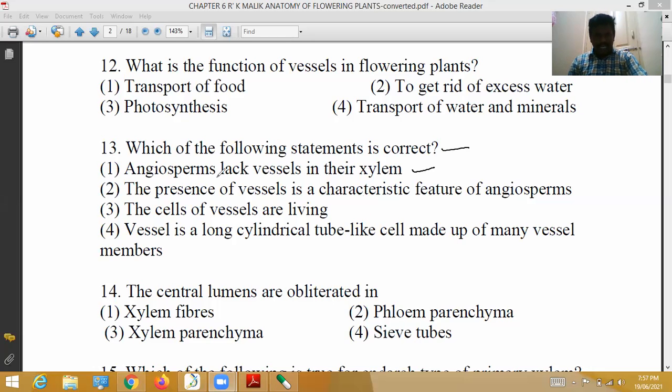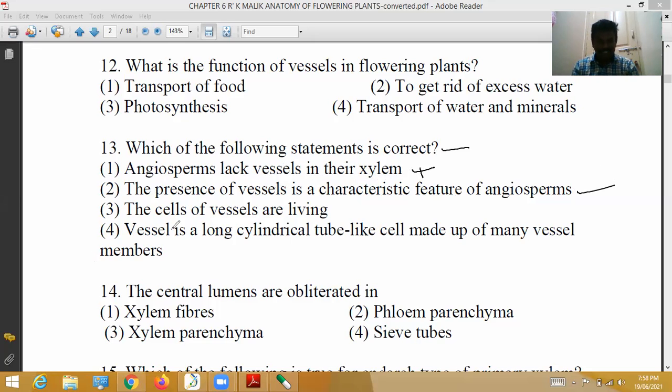Students, angiosperms lack vessels in their xylem. In the angiosperms, this is a wrong statement. Actually, the presence of vessels is a characteristic feature of angiosperms, so the first option is wrong. Second, the presence of vessels is a characteristic feature of angiosperms. Yes, that I said. So angiosperms contain well-developed xylem vessels.